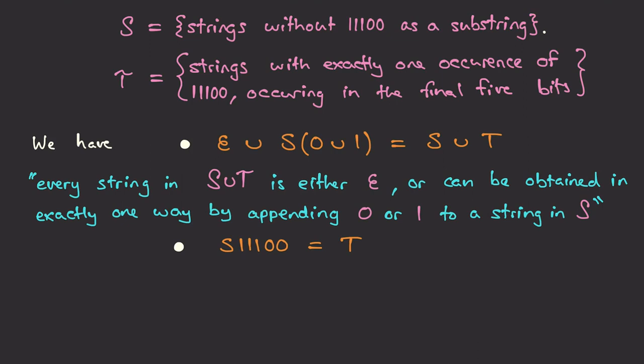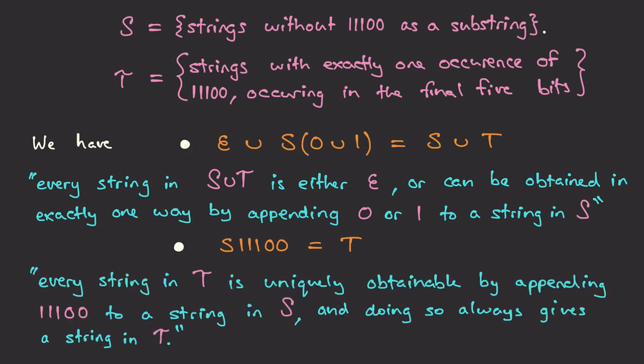Since the cups here all correspond to disjoint unions, and no string can be produced in two different ways by the left-hand side, this is an unambiguous decomposition. The second decomposition is simpler. It simply says S11100 equals T. In English, this is saying that each string in pink T is uniquely obtainable by taking a string in pink S and adding a 11100 to the end. Moreover, if you take a string in pink S and add a 11100 to the end, you're guaranteed to have a string in pink T.